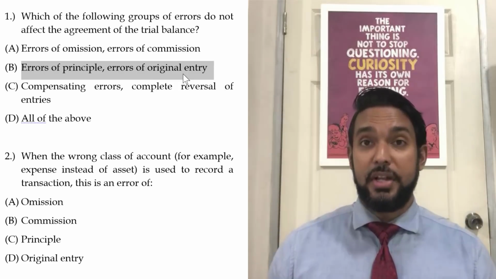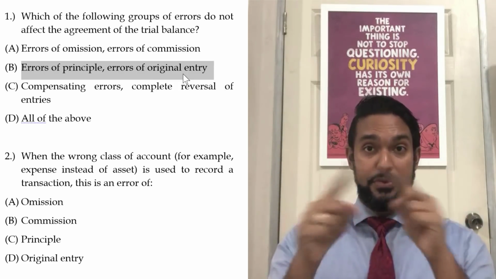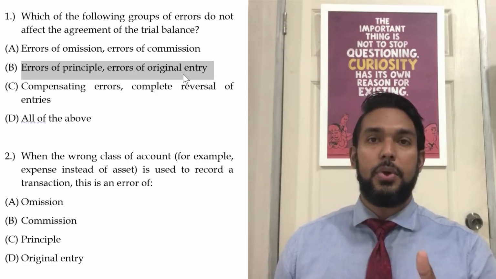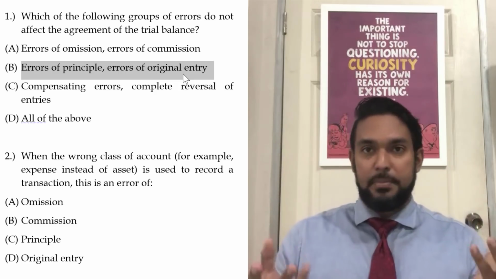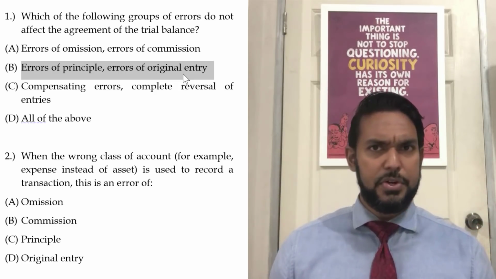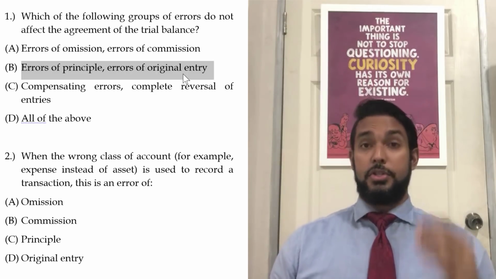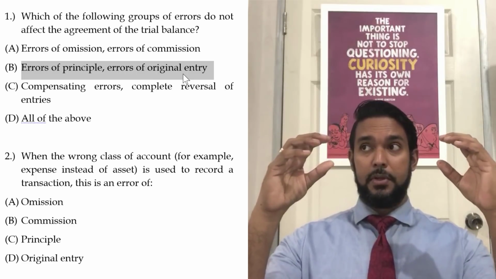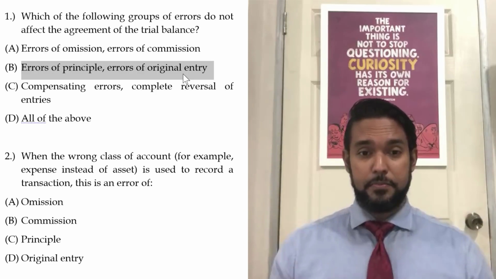An error of original entry is where you use the wrong figure for double entry on both sides. So let's say, for example, you bought the motor van for $1,200, and you debited motor van and credited, let's say, bank, but for $1,100. Let's just say you were typing it in and you pressed a 1 instead of a 2. So you're going to have a debit for 11 and a credit for 11. So you still have the same amount on both sides, so it's still going to balance.